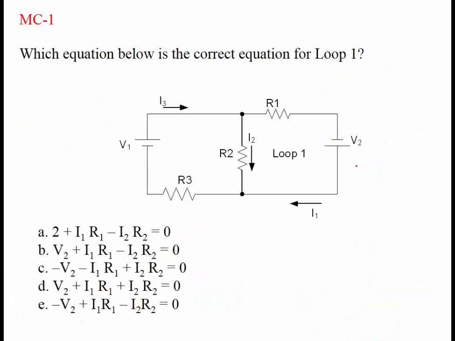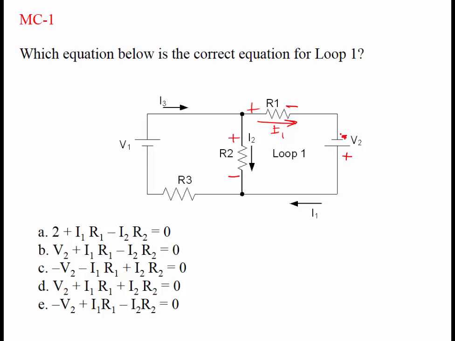So to conclude, looking at this circuit, we're trying to find which equation below is the correct equation for loop number 1. It doesn't matter how we go around the loop. Let's look at the flow of current. Here we have I3 coming to the loop, and it's going to split: I1 going this way and I2 going this way. So the polarities will be plus to minus this way, and plus to minus this way. The longest side of the battery is always the positive, and the short side is always the negative side.